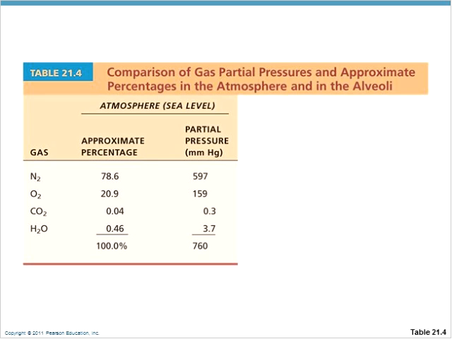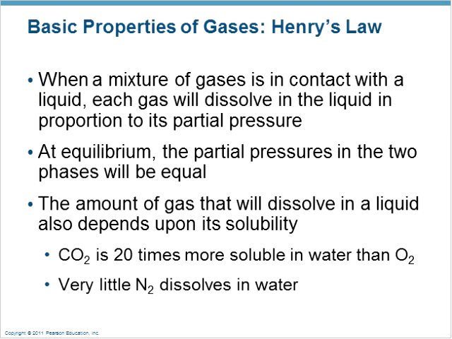Here we're looking at the atmosphere. You notice that nitrogen makes up almost 80% of the gases in the atmosphere, and oxygen makes up around 21%. CO2 is 0.04%, and water makes up 0.46%. So you get a feel for what we're talking about when we talk about what makes up the atmosphere.